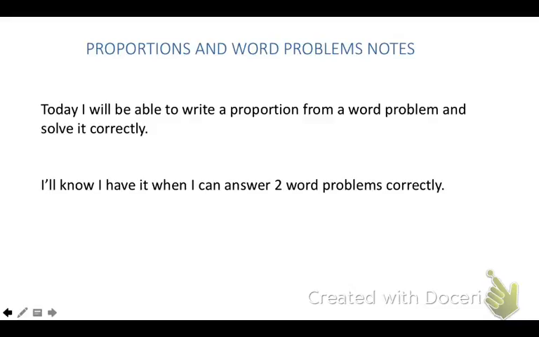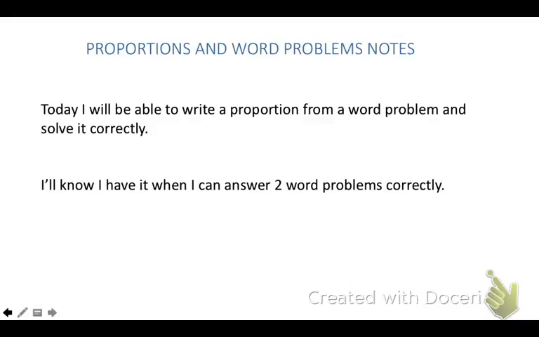Today we're just going to extend what we did before with proportions, and we're going to write proportions from word problems. So today I will be able to write a proportion from a word problem and solve it correctly. I'll know I have it when I can answer 2 word problems correctly. Actually, I think I made it 1, but that's okay.